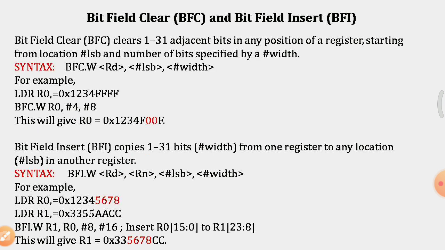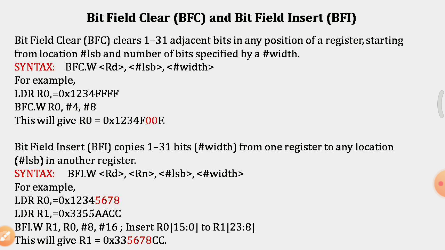Bit field clear and bit field insert, BFC and BFI. So here, if you want to clear a particular bit field in one word, then we are going for bit field clear. And if you want to insert some value in a particular word, we are going for bit field insert, BFI. We'll see one by one. So bit field clear clears 1 to 31 adjacent bits in any position of register starting from location LSB and number of bits specified by a width.